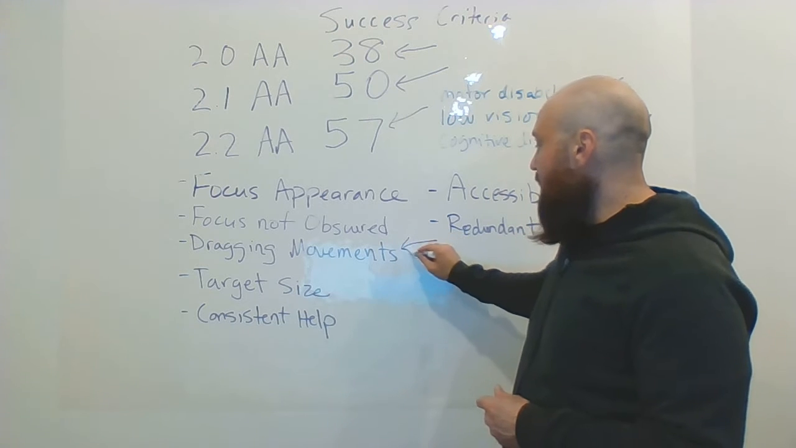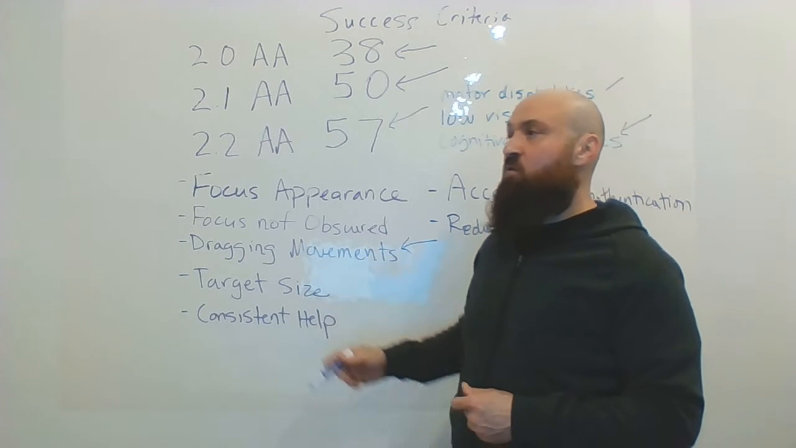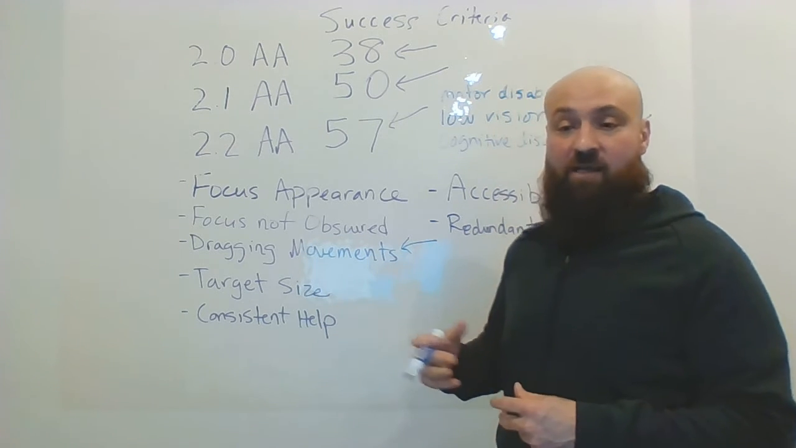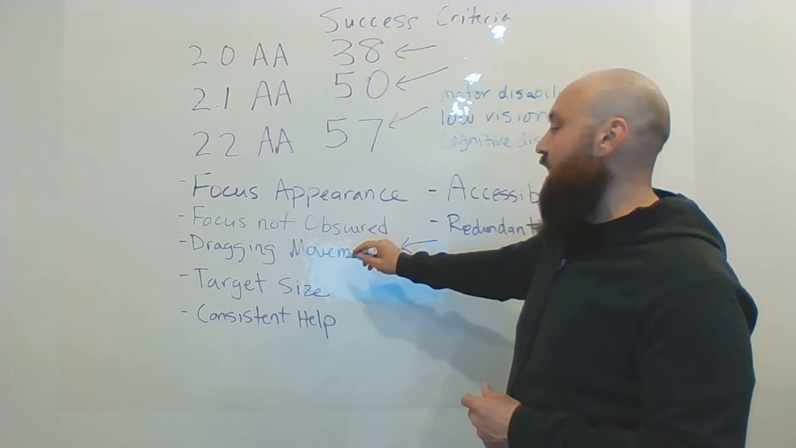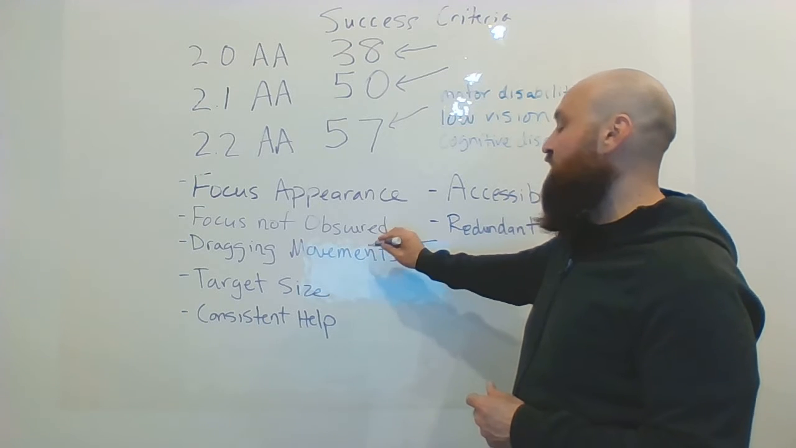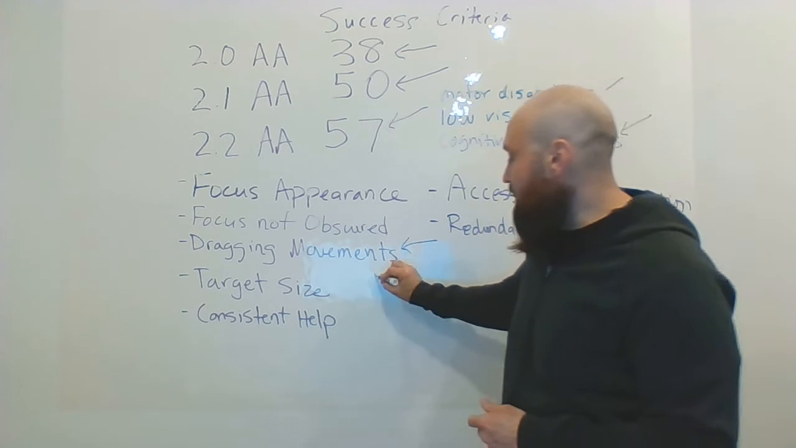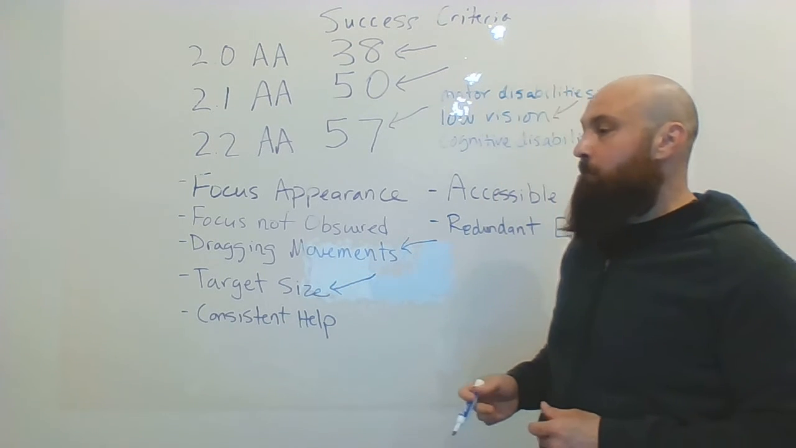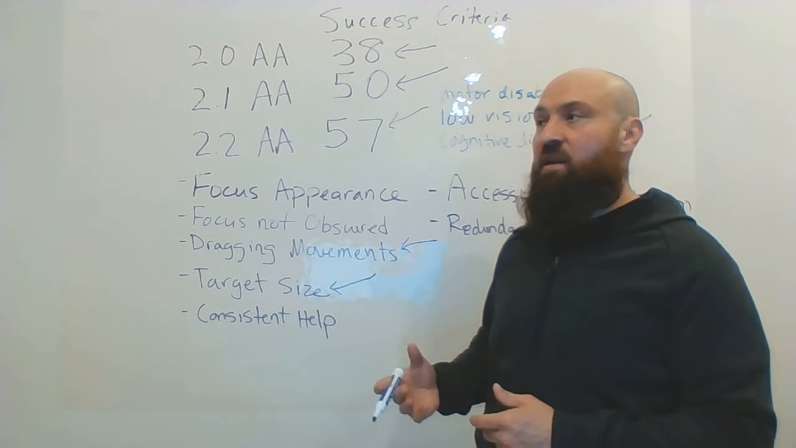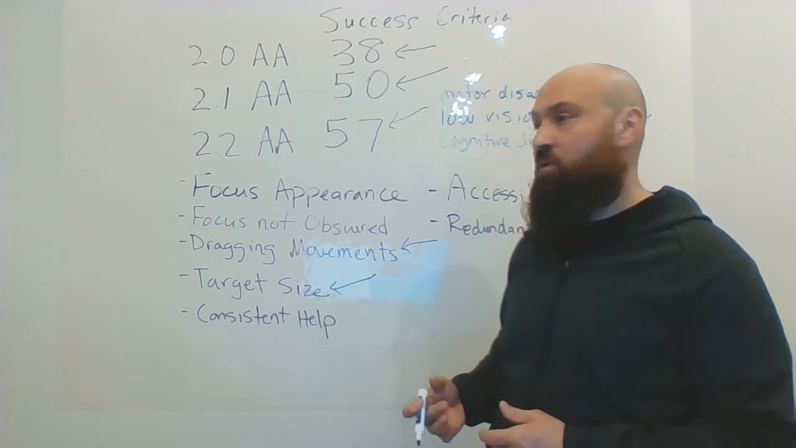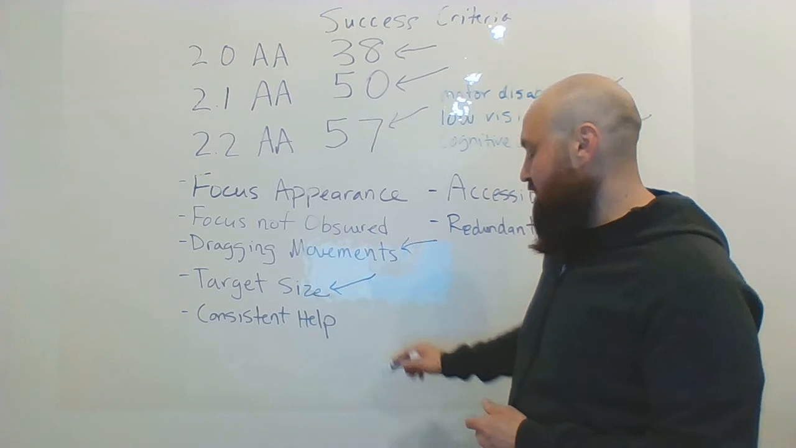Dragging movements. This is getting at making sure that there is an alternative to dragging. If you want to have a box that drags and drops, that's fine, but there needs to be a way to also drag by just using a single pointer movement. So just clicking up arrow or down arrow. Target size. This is making sure that targets such as icons are not so small that it's difficult to click on them, particularly on mobile devices. So increasing the target size of your smallest targets.